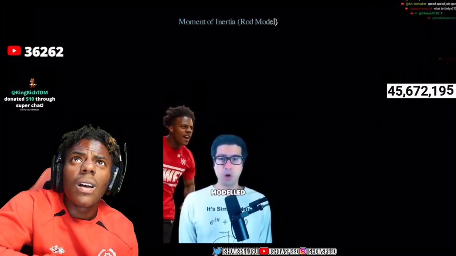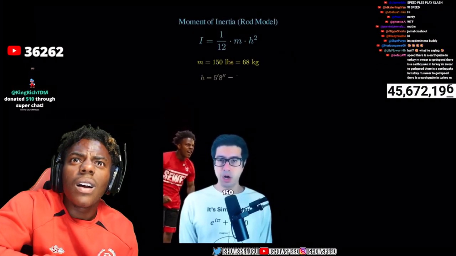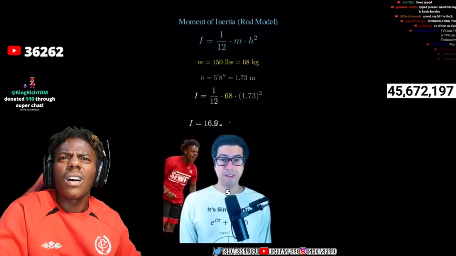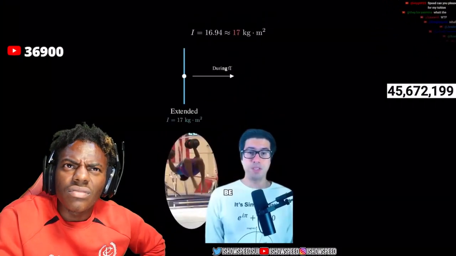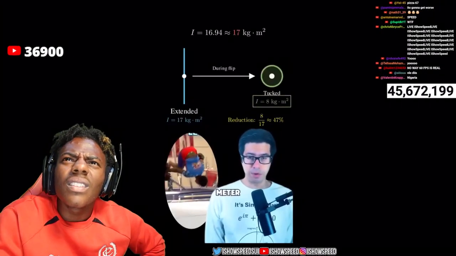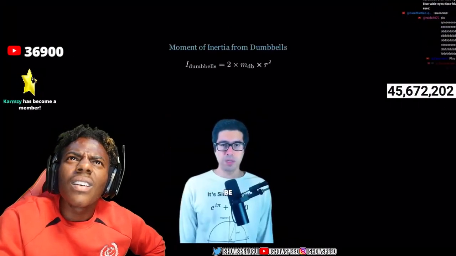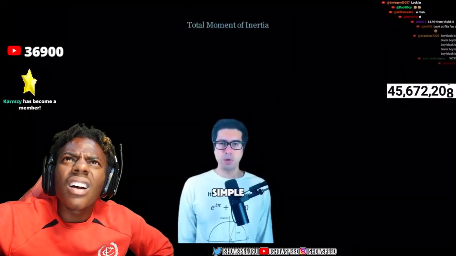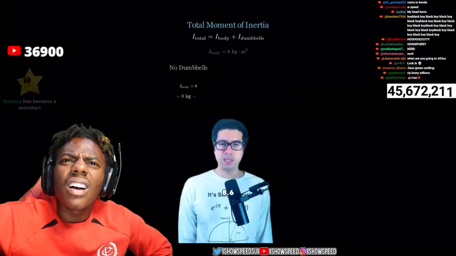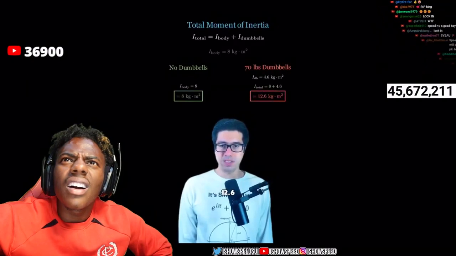The moment of inertia of Speed modeled as a rod is 1/12 times his mass, which is 150 pounds or 68 kilograms, times his height of 5'8" or 1.73 meters to the power of 2, which is 17 kilogram meter squared. Since he will be tucking in mid-flip, we'll use a generous 8 kilogram meter squared. The moment of inertia added because of the dumbbells will be their mass times their distance to the center of mass squared, which is about 38 centimeters. By doing some more simple math, I calculated the total moment of inertia to be 8.6 kilogram meter squared for the 10 pounds weight and 12.6 for the 70 pounds.